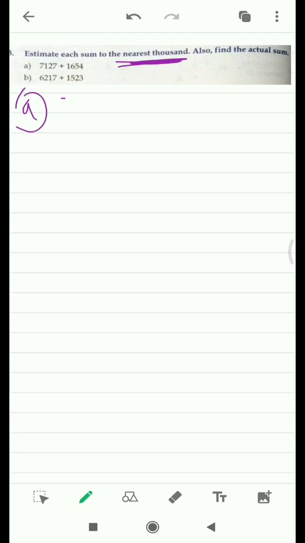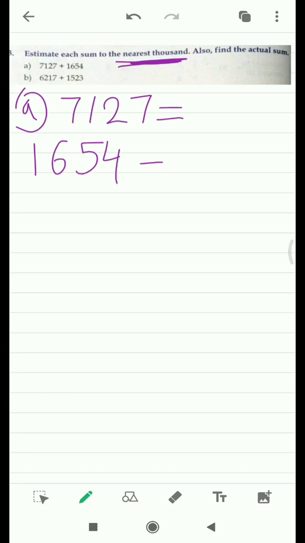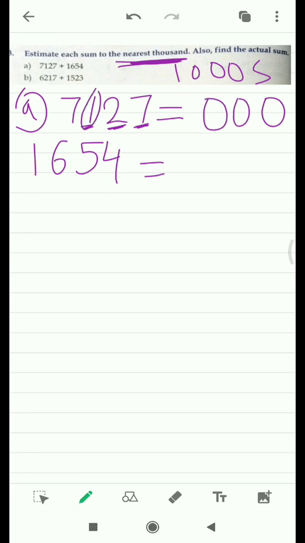A part. 7,127 and 1,654. Let's just round them up to the nearest thousands. Thousands means we need 3 zeros. So 3 digits from the right side have to become 0. 7 0 to become 0 and 1 becomes 0. Now look at this 1. 1 is a weak digit, so it's not able to push this 7 to 8, so 7 will remain only 7.